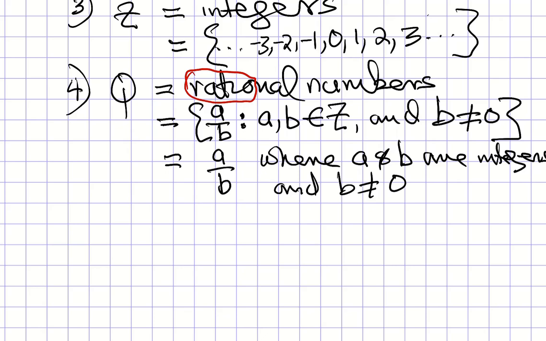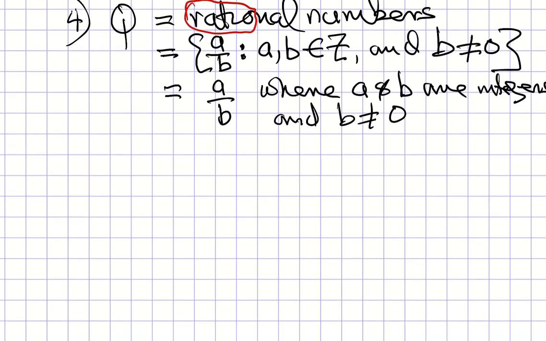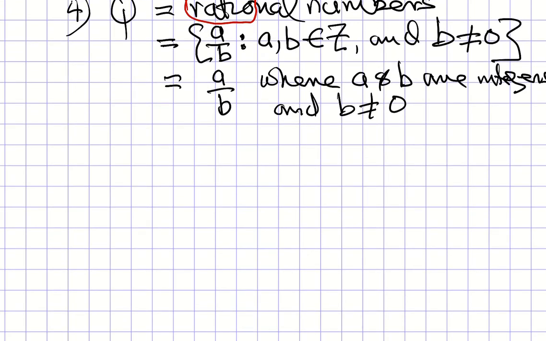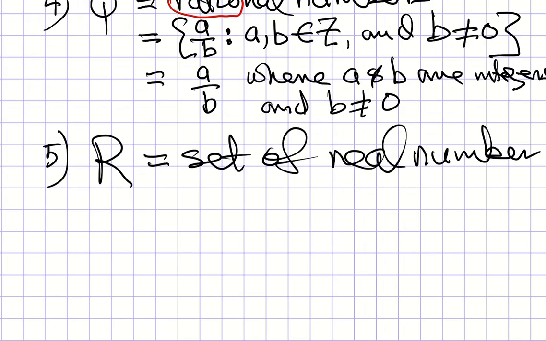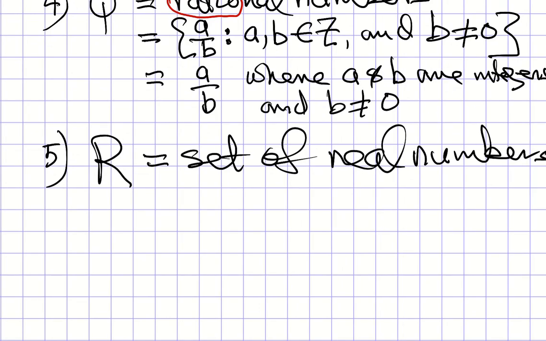And then another set, the final set I want to introduce, you already know. Number 5 is the set of real numbers. They're represented by a big letter R. A set of real numbers, right? Now, what does that mean? It doesn't mean that everything else is false. That's not what that means.